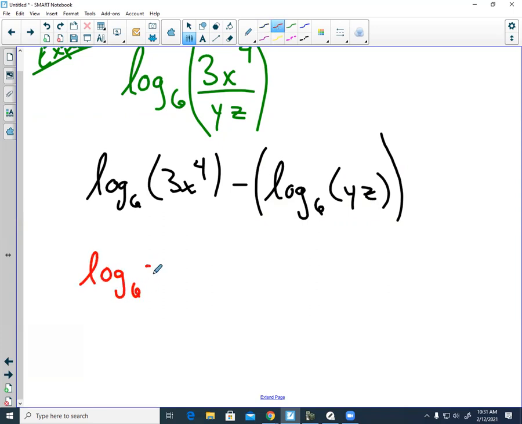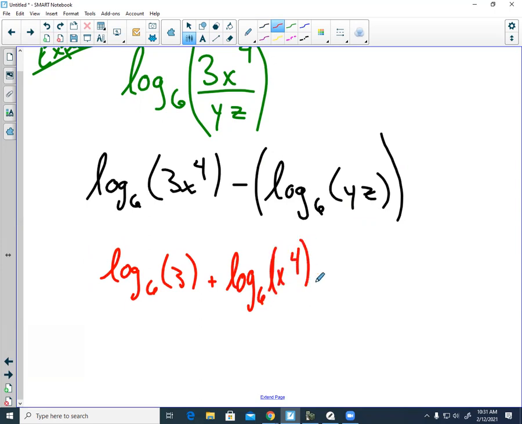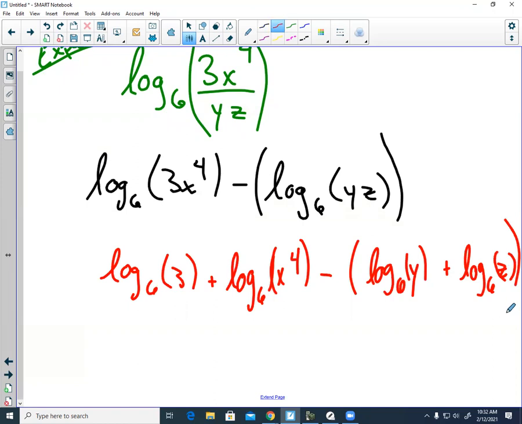So log base 6 of 3 plus log base 6 of x to the 4th minus, and I'm going to put this whole thing in parentheses right here, log base 6 of y plus log base 6 of z. So all I did was the product property in each of those things, right? I had a plus sign in between these, plus sign in between these, plus sign in between these, plus sign in between these. Yeah. So wait, why are we doing that?